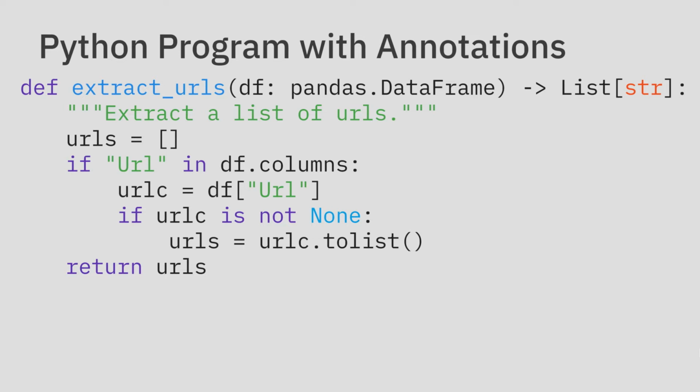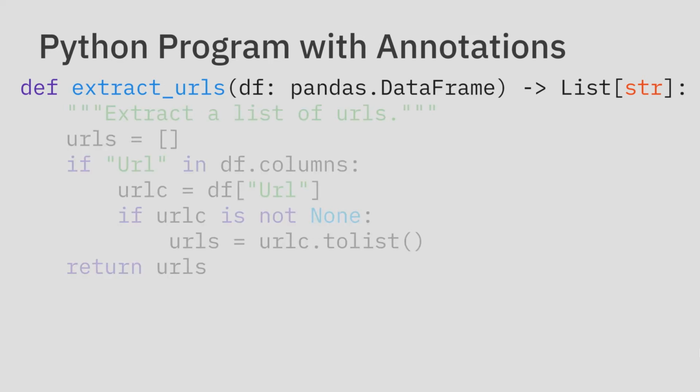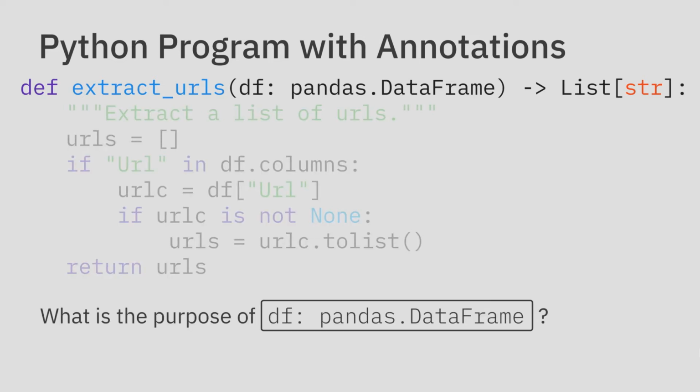Let's take a look at it more closely and answer some questions about its syntax and semantics. The first question to ask is, what is the purpose of df::pandas.dataframe? In response to this question, note that df is the variable and pandas.dataframe is the type annotation for the variable. This type annotation tells the programmer and the tools used by the programmer that df contains tabular data in the form of a data frame.